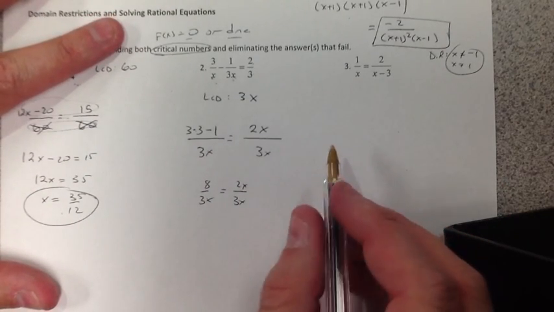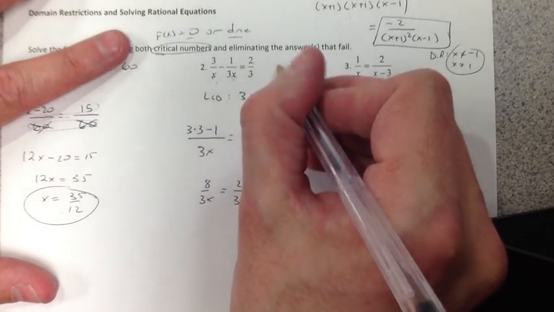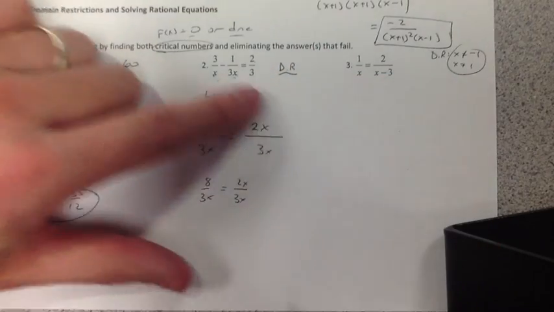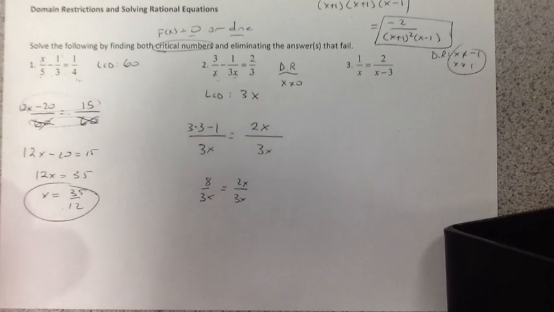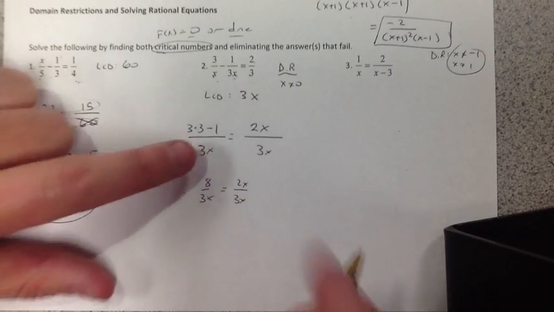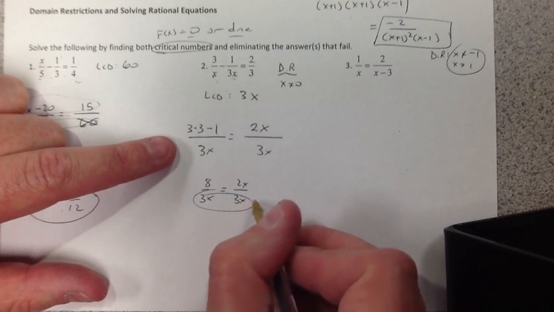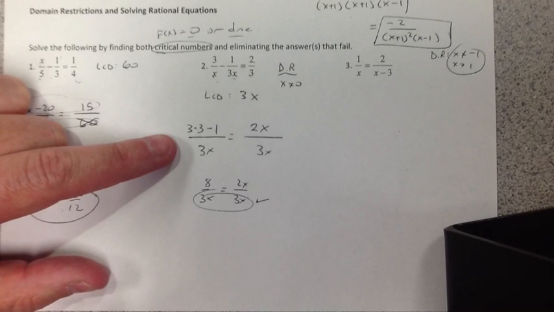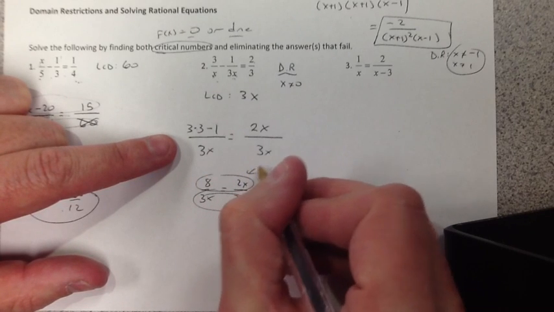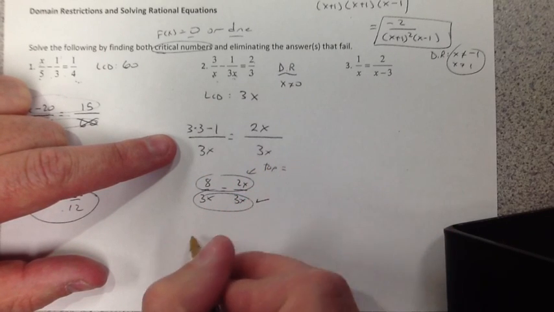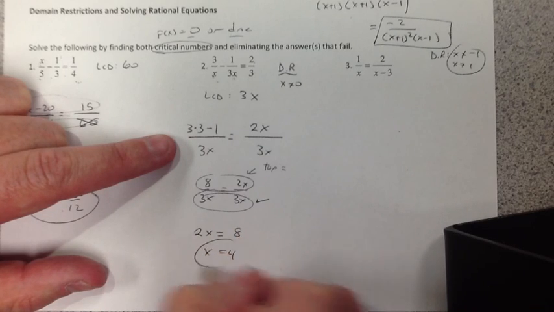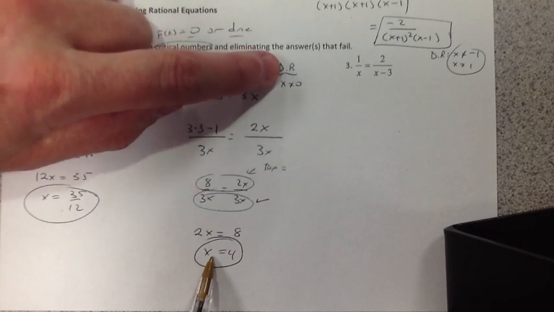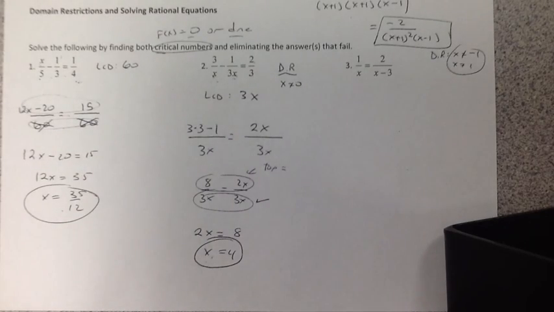Now, we do have to be careful. We do have a domain restriction. And to get that, we have to go way up here at the beginning. x cannot equal 0. So, if I wanted to solve this, again, are the bottoms equal? Check. And if the bottoms are equal, guess what that means? The tops must be equal. So I can just look at the tops. 2x equals 8, x equals 4. It is not my domain restriction, so there's my answer.